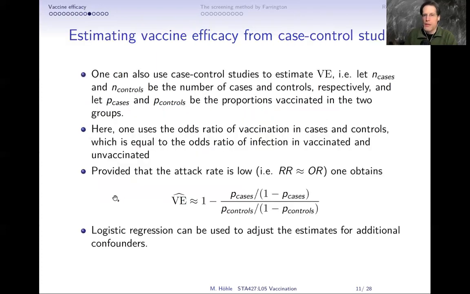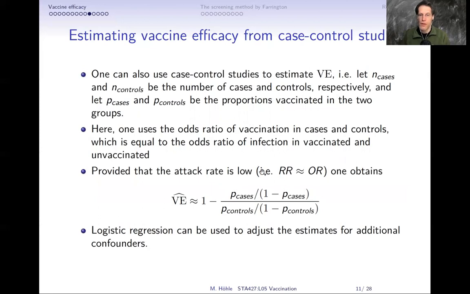Okay, but it's not just necessary to do cohort design. You can also do it the other way around. You can use case control study design. So you look at the number of cases and the number of controls, and P cases and P controls denotes the respective proportion in those groups who were vaccinated. And then you compare the two odds. So odds for vaccination in the cases group and odds for vaccination in the control group. And then you get here an odds ratio for this.